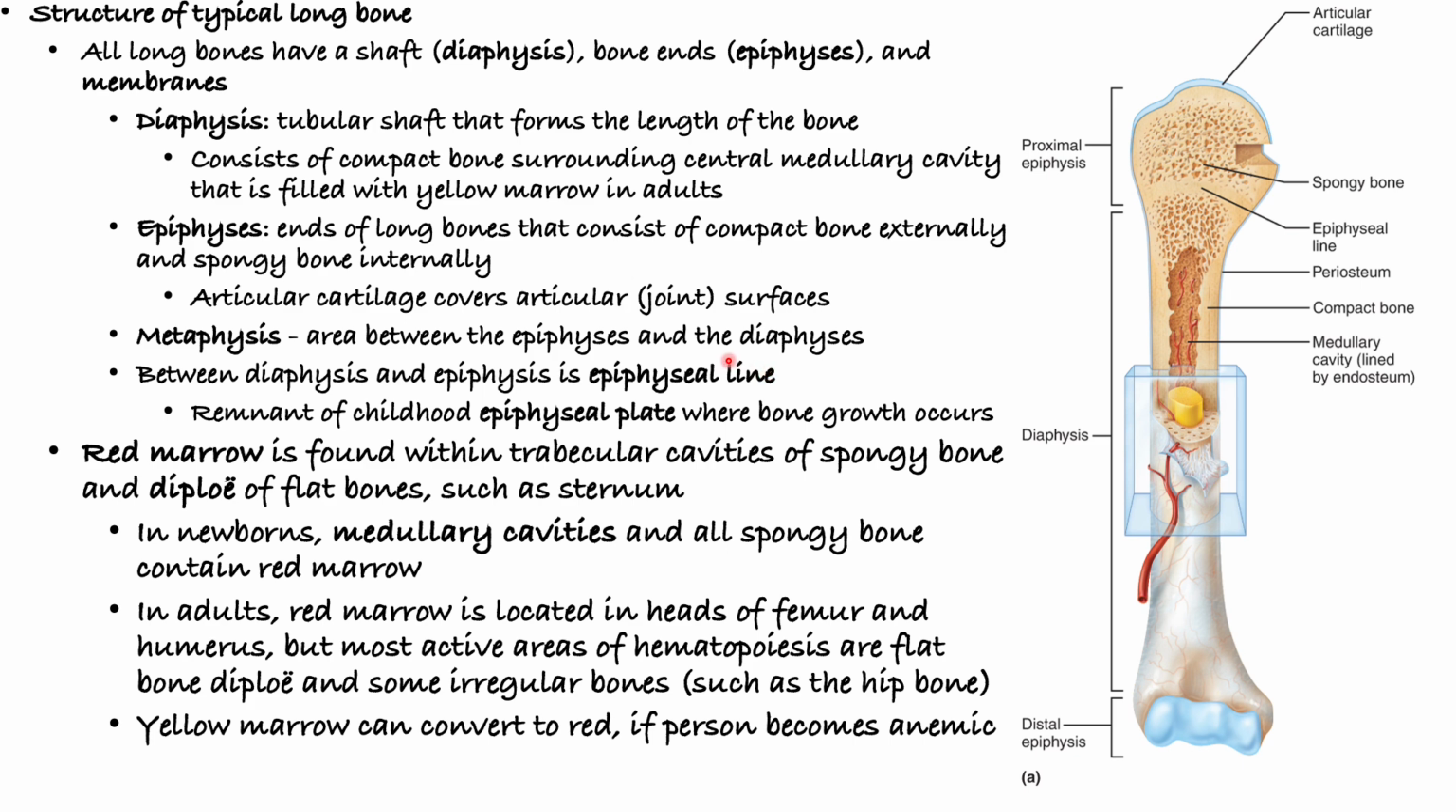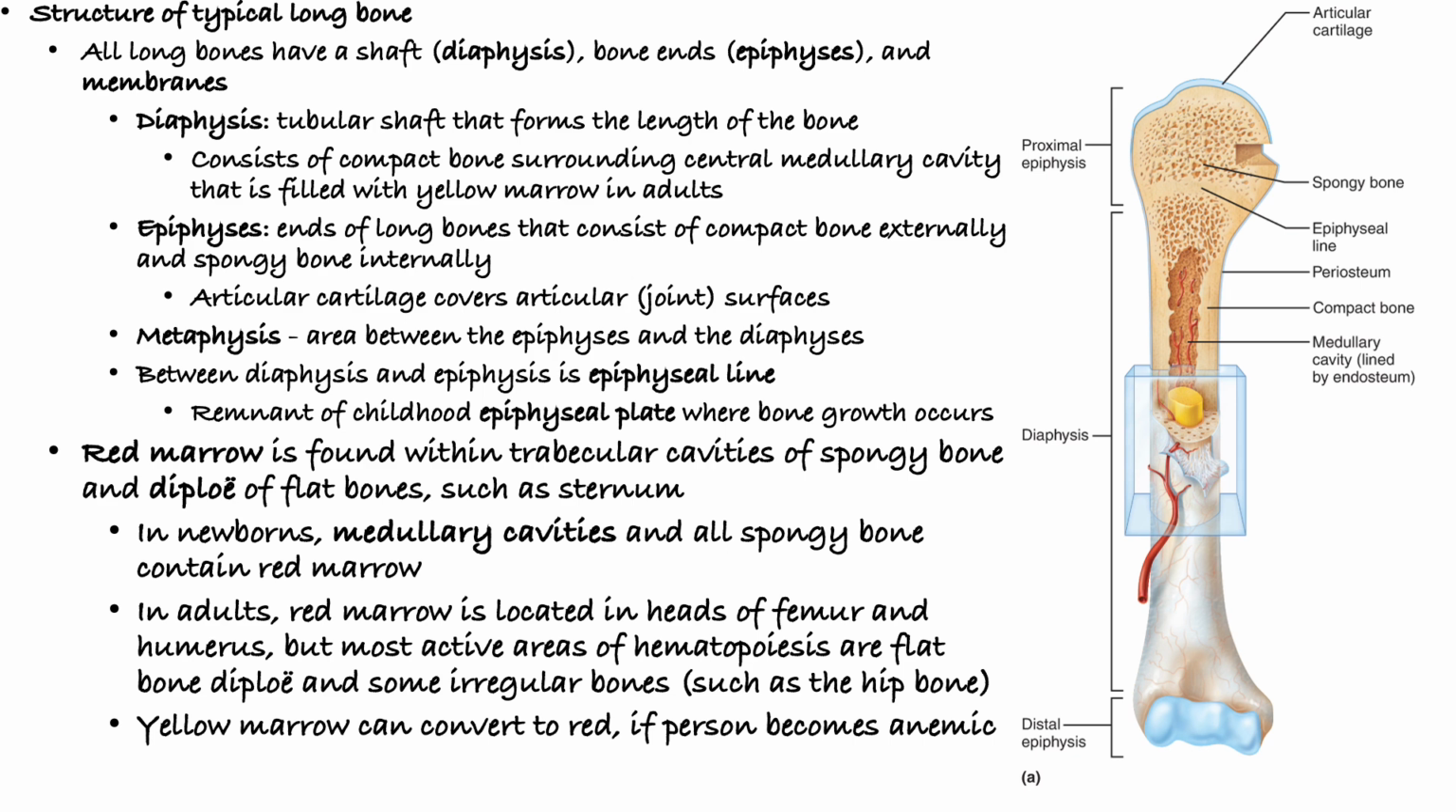So red marrow is found within the trabecular cavities of spongy bone and the diploic flat bones. In newborns, I mentioned that they are going to contain red marrow because they're making a lot of blood. In adults, this red marrow is located in the heads of the femur and the humerus. The femur is your thigh bone. The humerus is your arm bone.